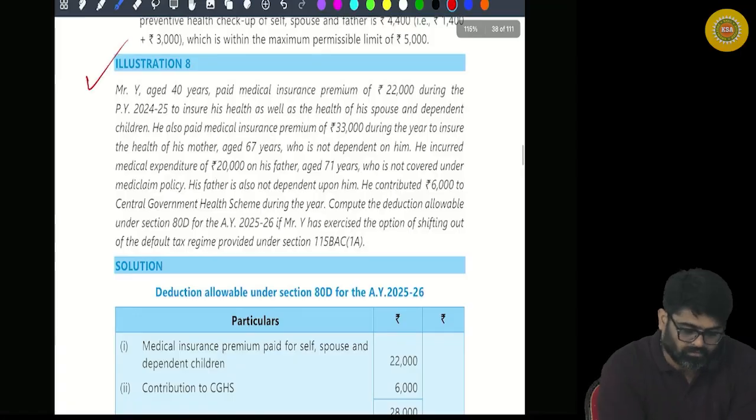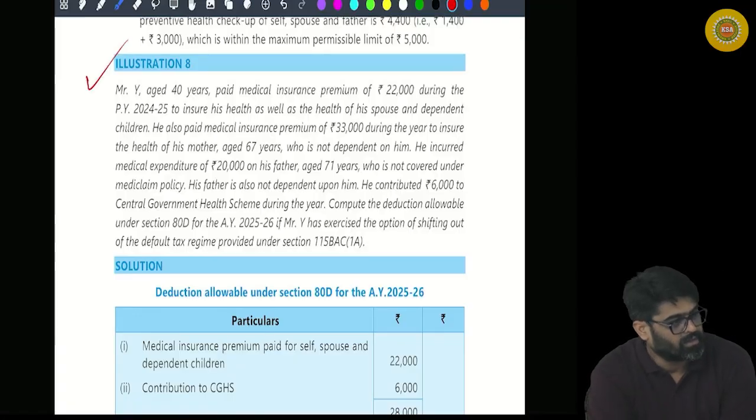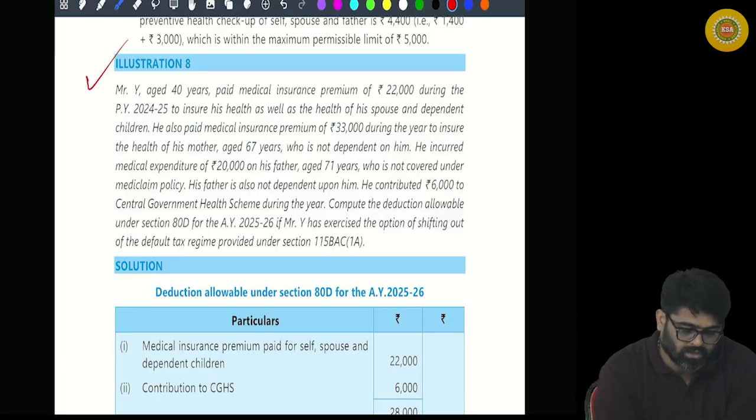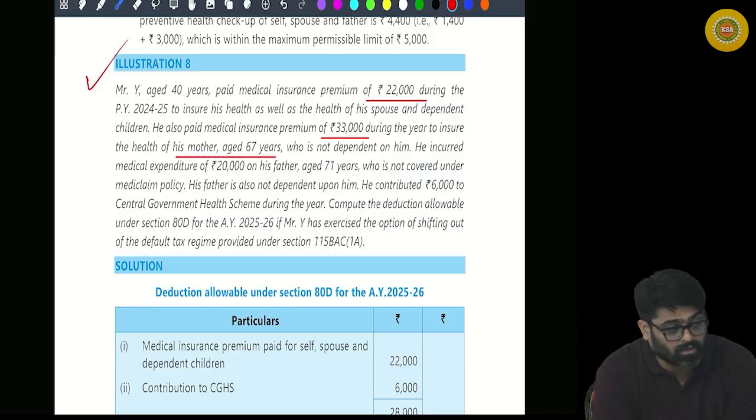Now, illustration 8. Mr. Y, aged 40 years, paid medical insurance premium of 22,000 during the previous year 24-25 to insure his health as well as the health of his spouse and children. Medical insurance premium 22. He also paid medical insurance premium of 33,000 during the year to insure the health of his mother, who is not dependent on him. So what? Mother may be dependent, may not be dependent, but dependent child should be there. Yes or no? So is he paying for dependent children? Yes. Then it will be qualifying.